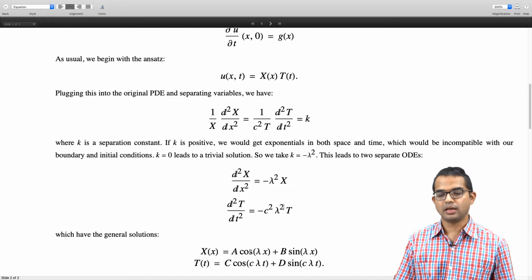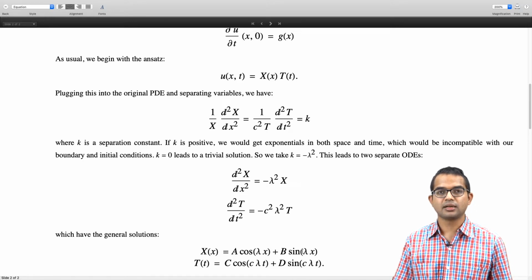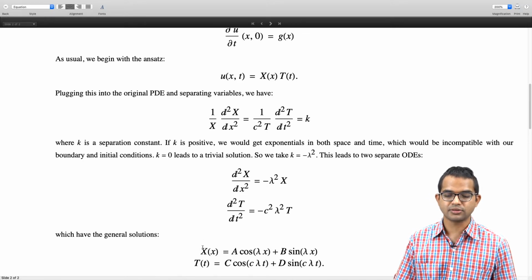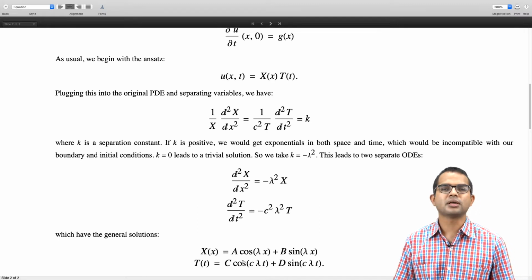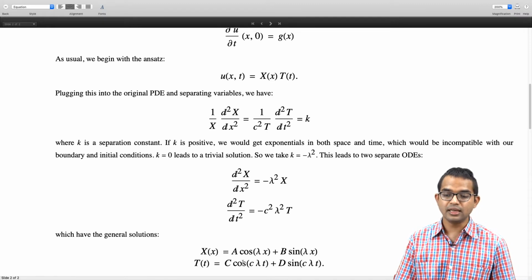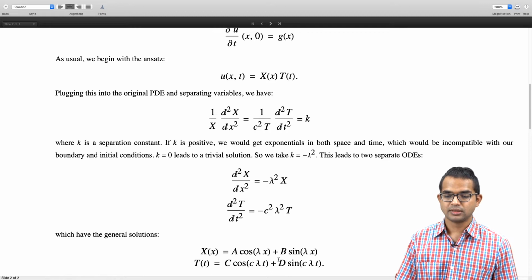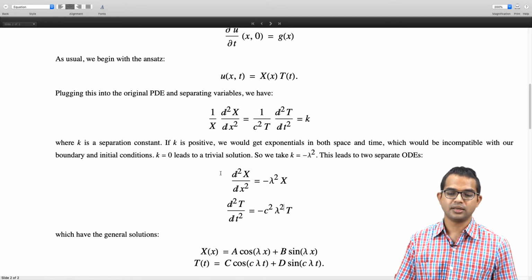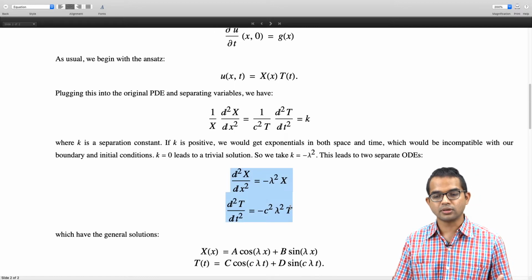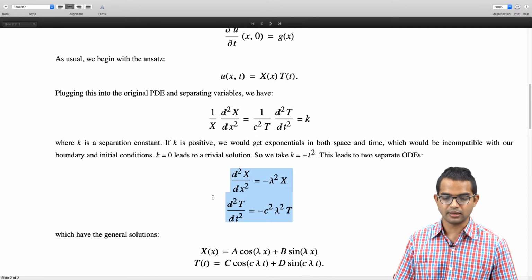So this will give us a cos of lambda x plus b sine lambda x for capital X of x, and T of t is going to be some other constant times cosine of c lambda t plus d times sine of c lambda t, right. So these are basically like the classical harmonic oscillator problem, very familiar territory.